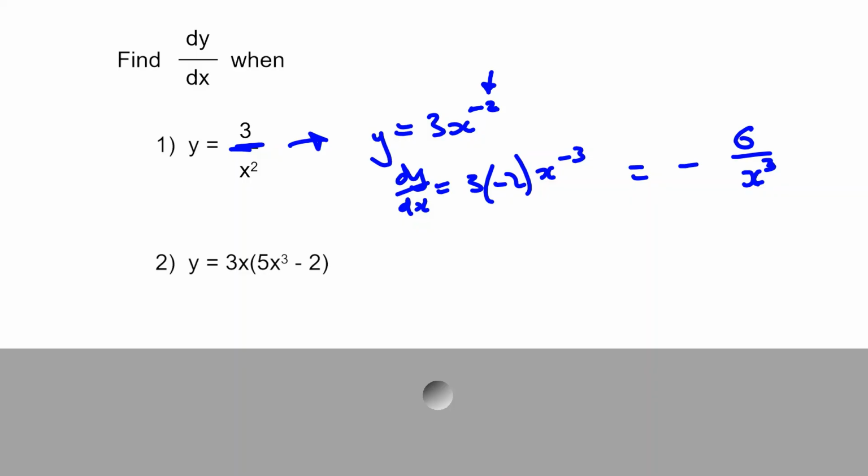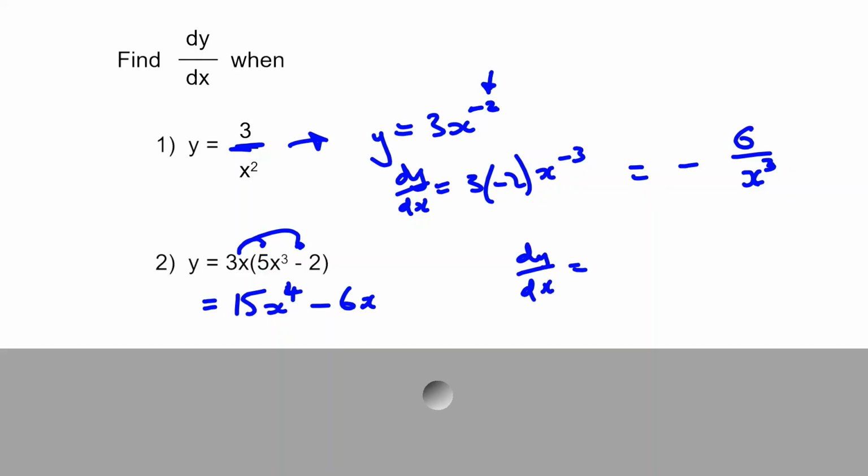Another one we've got is when we've got some brackets. So the first thing I'm going to do is expand those brackets. So 3x times by 5x cubed. The 3 times 5 is 15. x times x cubed is x to the 4. And we've got 3 times negative 2, which is negative 6. And we're going to put the x on the end. So we can find our dy by dx on this one.